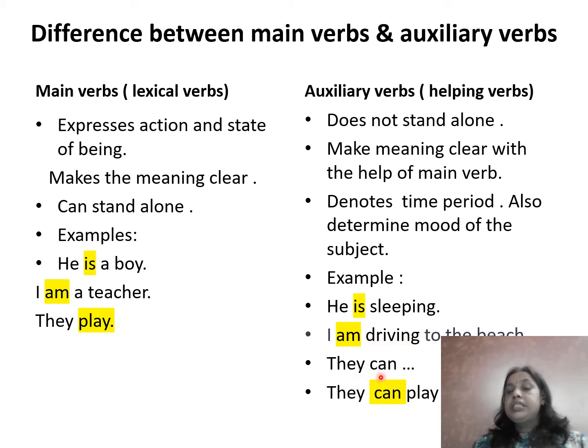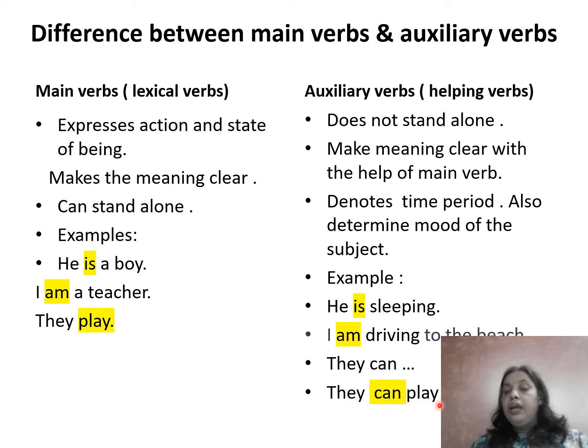They do not stand alone. They tell us the time period. Just देखिए, he is sleeping. इसमें जो is है आपका, it is presenting the present continuous time. Isn't it? Sleeping is the main verb और is इसमें आपका auxiliary verb है क्योंकि ये हमें time period बता रहा है.